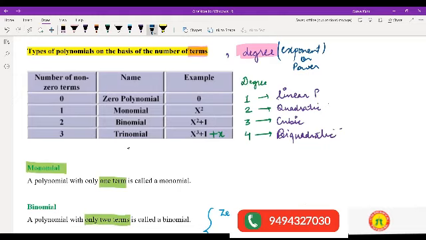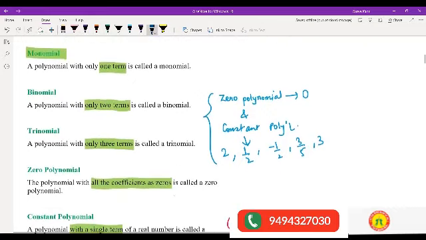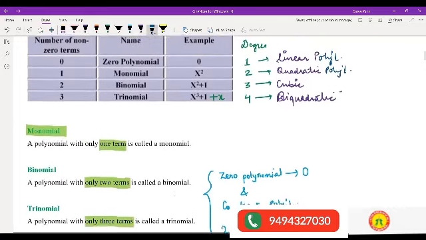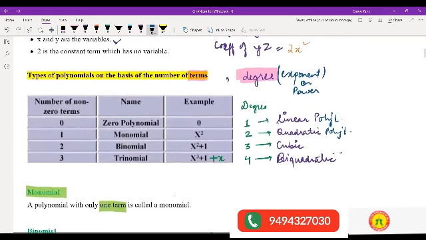So degree 1 is linear polynomial. Degree 2 is quadratic polynomial. Degree 3 is cubic polynomial. Degree 4 is biquadratic polynomial, right? Biquadratic polynomial, yes. So now we are just going to see in detail what all things are there. Okay. So till here, these two things are clear to everyone.